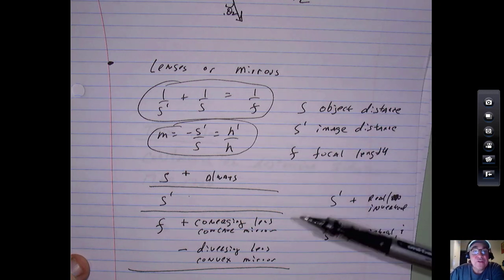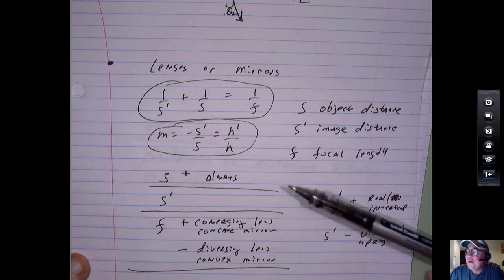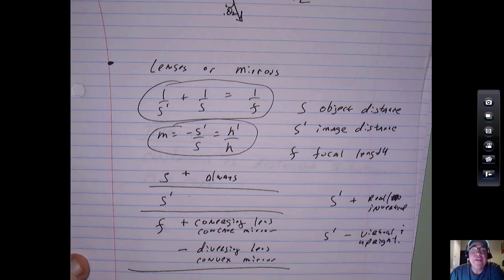So when you look through this chapter, there's a nice little table in the summary section of what it means when S prime is positive, when S prime is negative, what it means when F is positive and negative, that sort of thing. So make sure you go back and review that. S, it turns out, is always positive. S prime can be positive or negative.